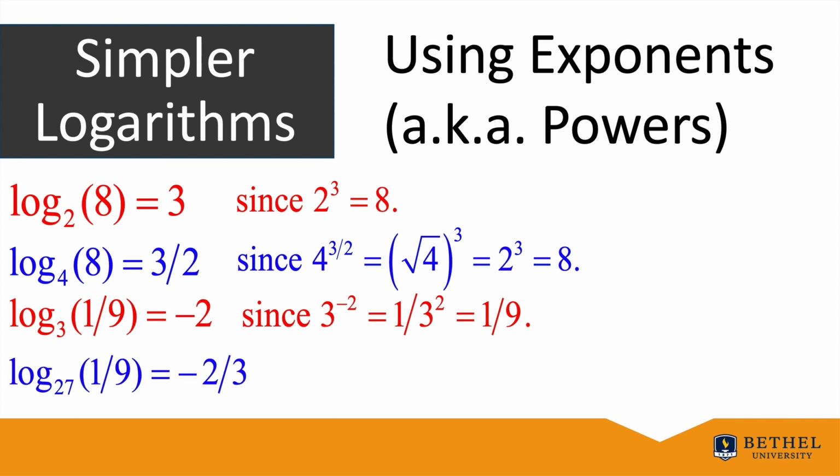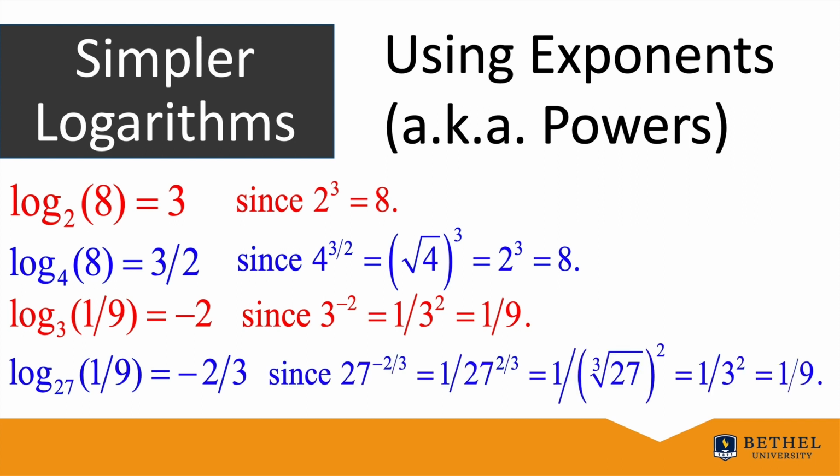For the next example, I made the base kind of big, but I also related it to the preceding example. Log base 27 of 1/9 is negative 2/3. Pause the video to see if you can confirm this. Are you back? Let's double check it now. The reason is because 27 to the negative 2/3 power by definition is 1 over 27 to the positive 2/3 power, which is 1 over the cube root of 27 quantity squared, which is 1 over 3 squared, which is 1/9. Negative 2/3 is the exponent that we are after.